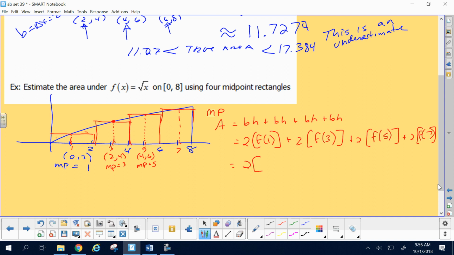and just say the inside, the heights would be the square root of 1 plus the square root of 3 plus the square root of 5 plus the square root of 7. You're not always going to be using square root. That's just for this example, the square root function. That f could be different for different problems, and it will be different for different problems. So don't think this always has square root in it. It doesn't. What do you get for an estimate?